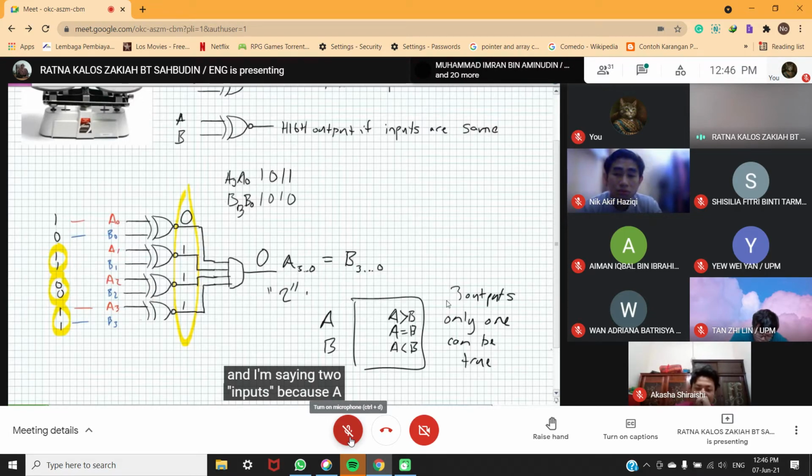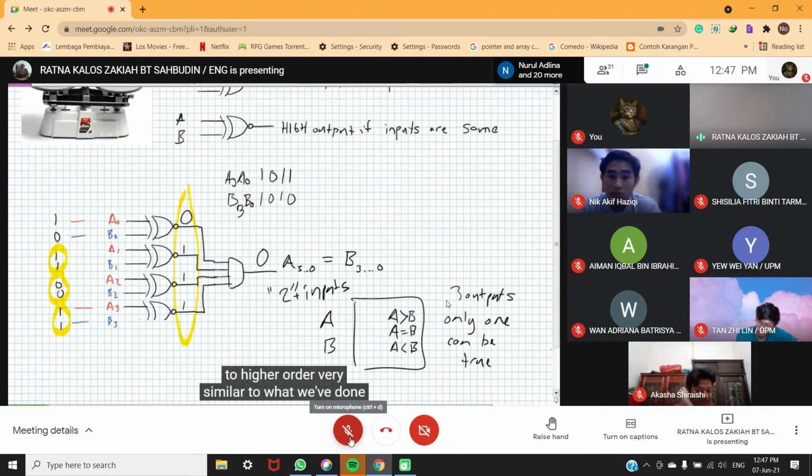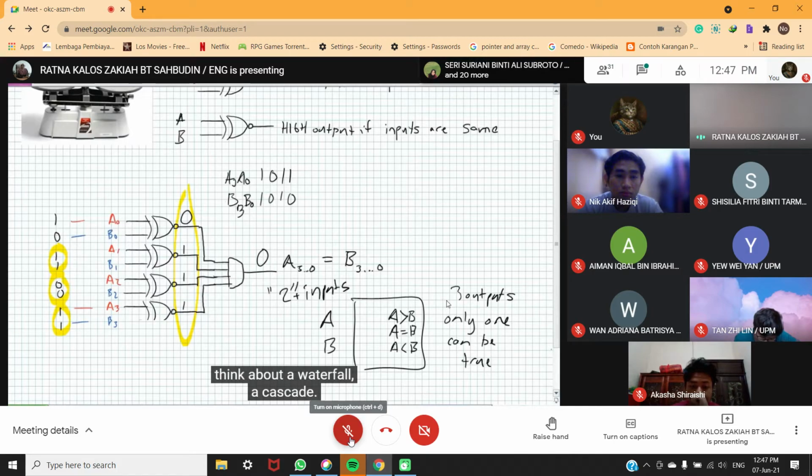And I'm saying two quotation mark inputs because A and B can take a multi-bit form. It can be a 1-bit comparator, a 2-bit comparator, 4-bit comparator, 8-bit comparator, and I'm going to put a plus behind that, 2 plus inputs, because we'll see when we go into cascading these things, i.e. taking a large bit stream and comparing them. I can potentially pass information from a lower order to a higher order, very similar to what we've done in our adder discussions. Basically a structural approach, cascading. Think about a waterfall, a cascade. It's going from one level to the next level to the next level.